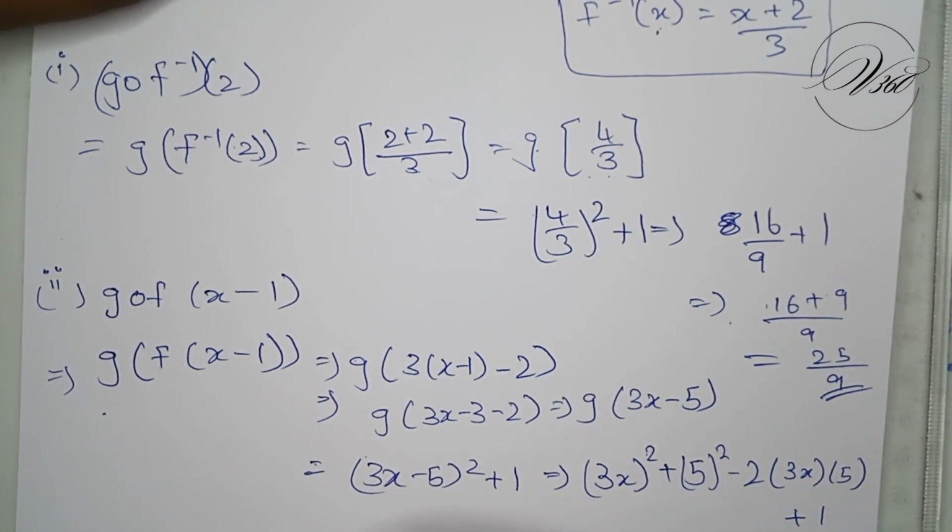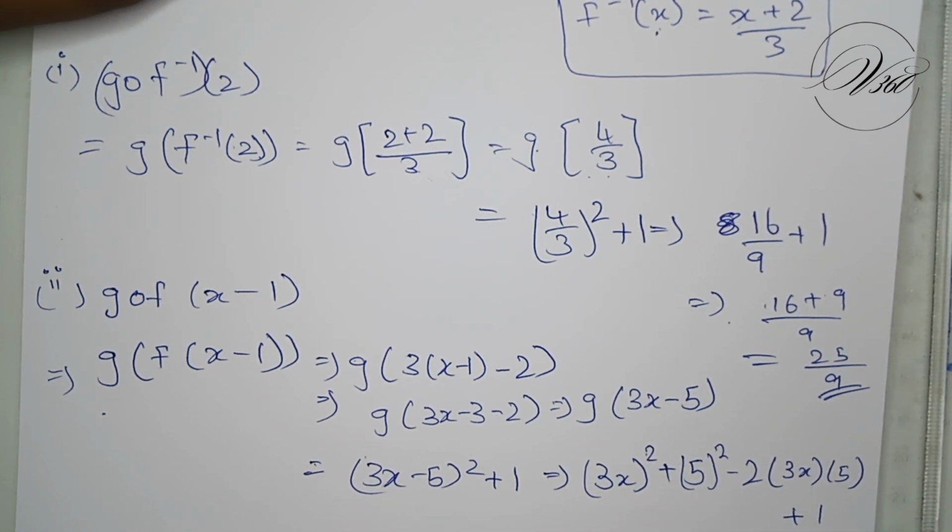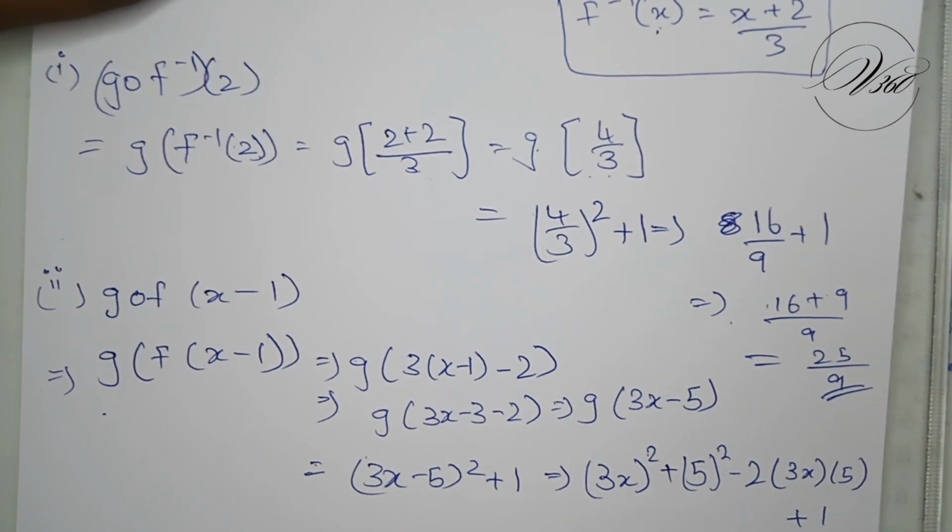Now we will fully solve it. 3x square means 9x square, plus 5 square, 25, minus 2 into 3x into 5, which is 30x, plus 1. This is 9x square plus 26 minus 30x. Now 9x square minus 30x plus 26 is the answer. Okay, we have solved the problem.